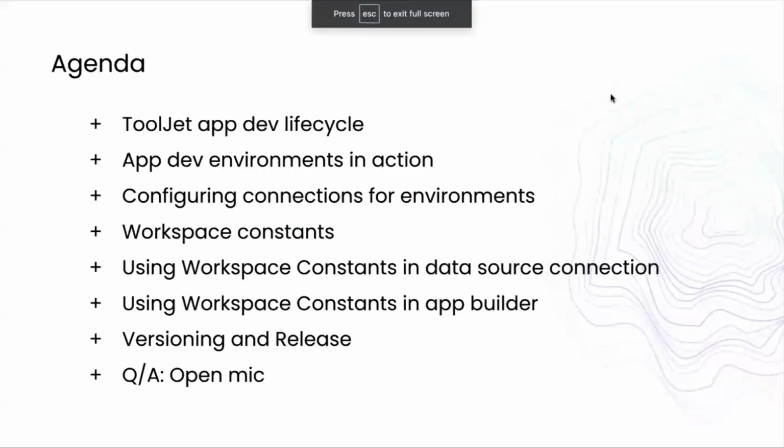Okay, so as we begin, we'll be starting with the ToolJet app development lifecycle as an initial thing, and then we'll jump on to the app development environments, looking at them in action, and how you configure those environments with your specific data source and credentials. Then we'll look at the workspace constants that you can leverage to set the values of those items more securely, and access them while you're configuring the multi-environment credentials, and at the same time use those values inside the application builder. So those are the coming two sections, using workspace constants in the data and application builder.